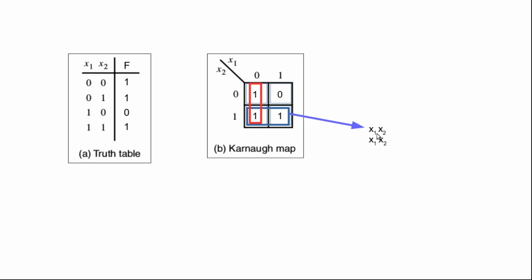Now in these two minterms, we will discard the variable which appears both in the complemented and the uncomplemented form. For example, in the first minterm, x1 is appearing in the complemented form, whereas in the second minterm, x1 is appearing in the uncomplemented form. So we can discard this variable x1, whereas x2 appears only in the uncomplemented form, so we should not discard x2. After discarding the variable x1, we are left with x2, and hence the product term for this group of color blue is equal to x2.